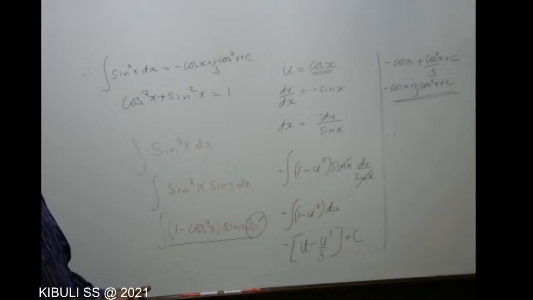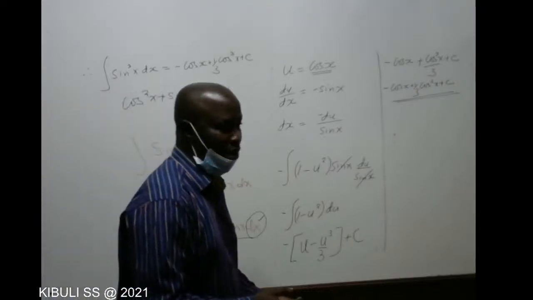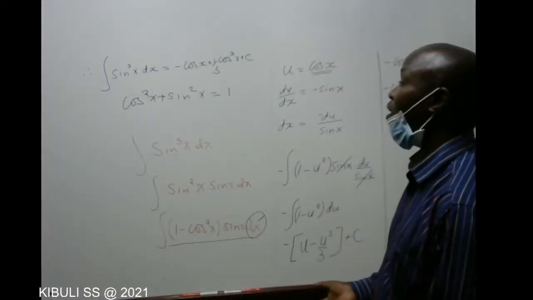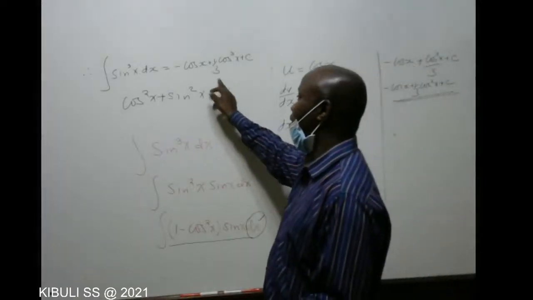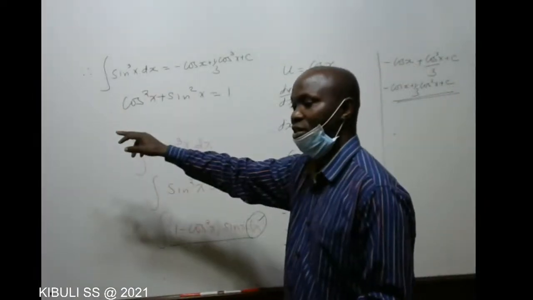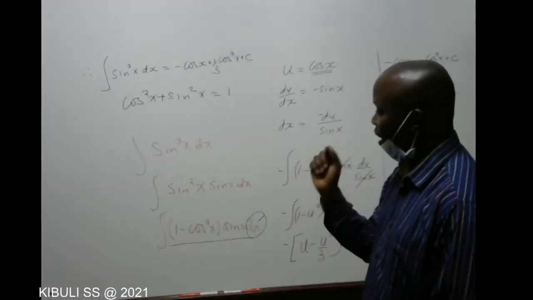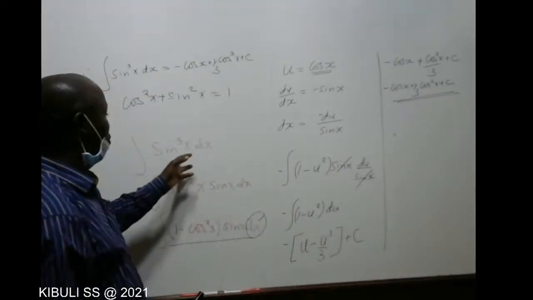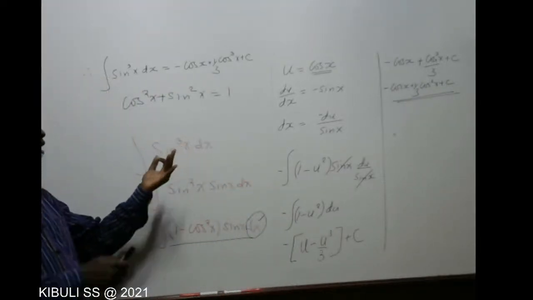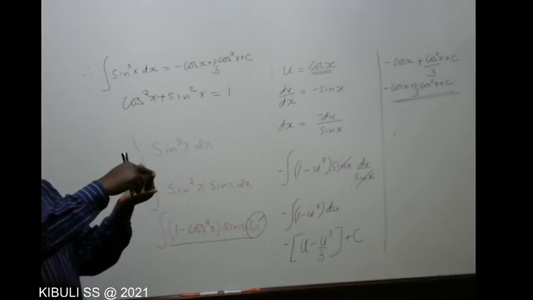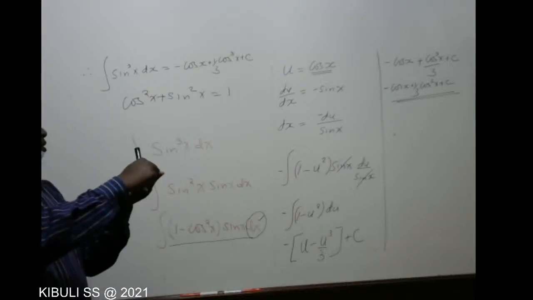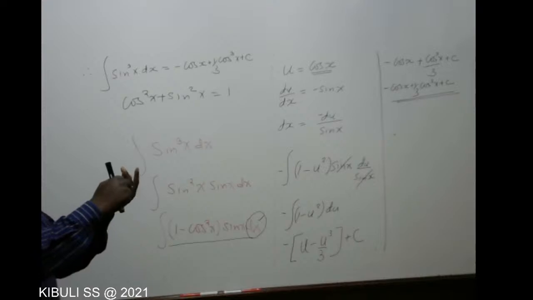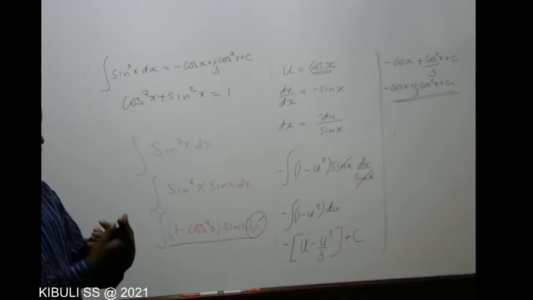This is called the Pythagoras theorem. So when we are given an odd power, for example, if I have been given sine raised to an odd power, sine power 3 is an odd power, sine power 1 is an odd power, sine power 5, sine power 7, etc. Cos power 3, cos power 5, cos power 7, these are all odd powers.